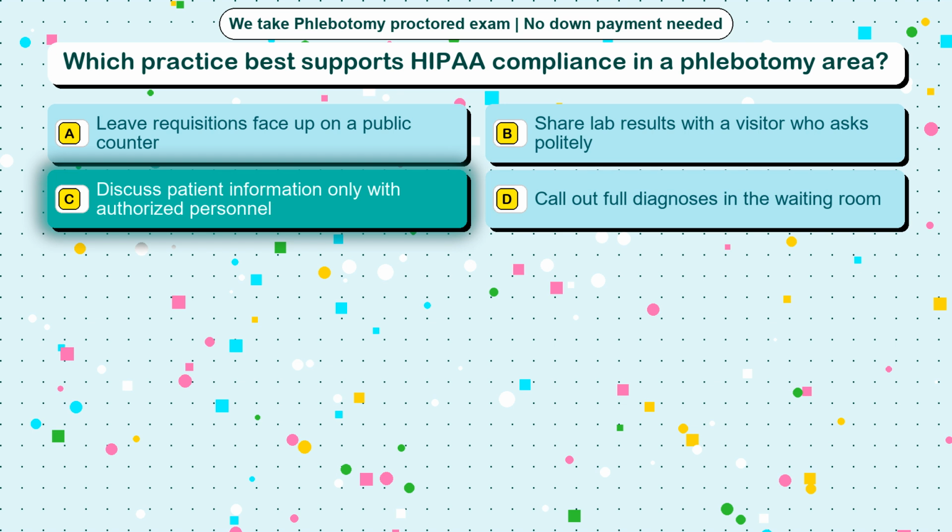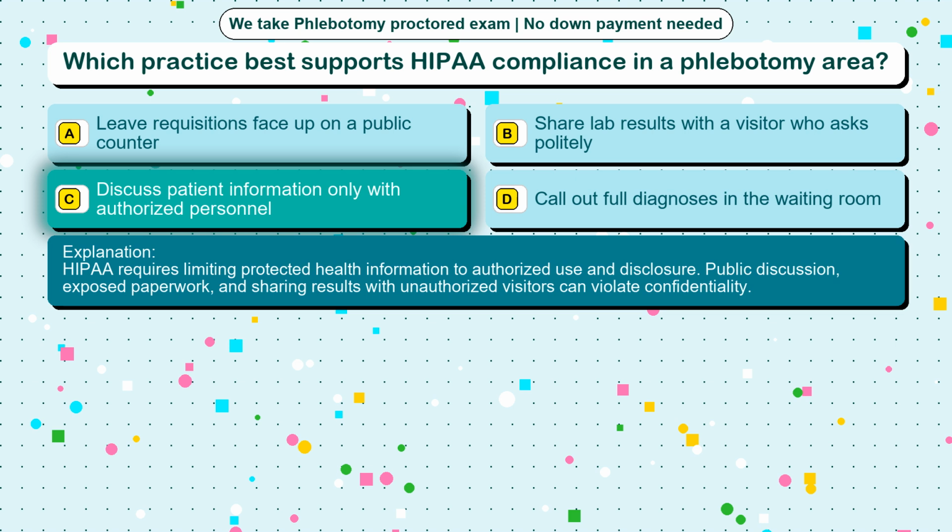The correct answer is option C. Discuss patient information only with authorized personnel. HIPAA requires limiting protected health information to authorized use and disclosure. Public discussion, exposed paperwork, and sharing results with unauthorized visitors can violate confidentiality.